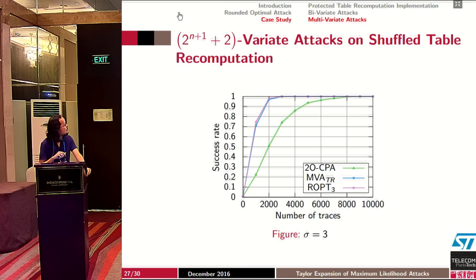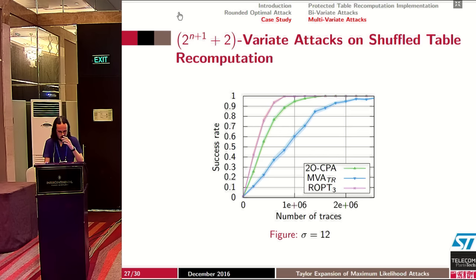Now we can see in this figure the results for noise sigma equal to 3. We can see that the new attack, R up to 3, and the multivariate attack perform similarly and are better than the second-order CPA. This means that in this case, the most important term in the Taylor expansion is the third degree one.